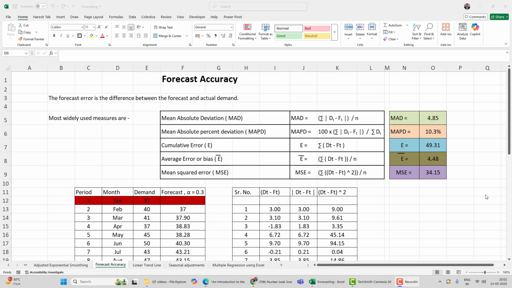Hello students, in this third video under the forecasting series, we will be understanding how the models are evaluated. We have seen four different types of models. First, we have seen the moving average type of model. Then we have seen weighted moving average. Then we have seen exponential smoothing, and then we have seen adjusted exponential smoothing.